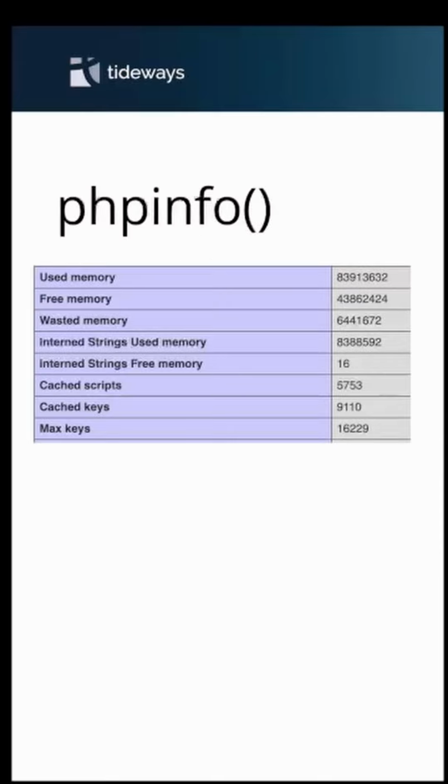You can look at the PHP info output of Zend Opcache for the values of free memory, intern strings free memory, and the cached keys to max keys ratio to find out if the limits are reached in your application.